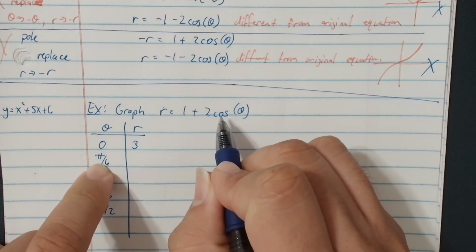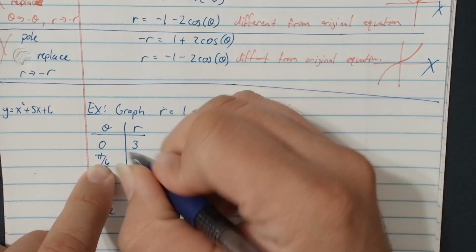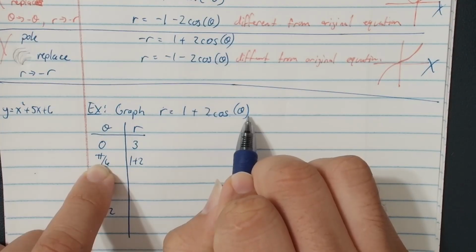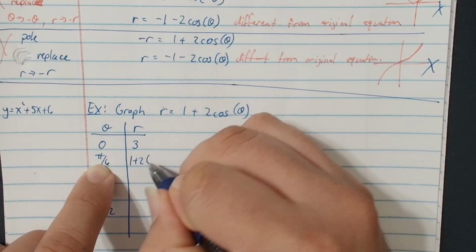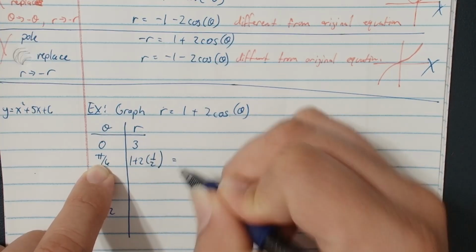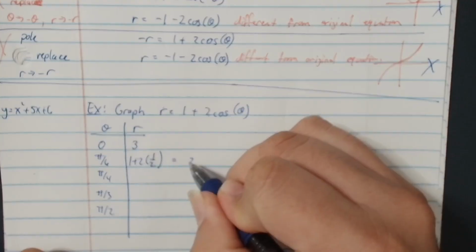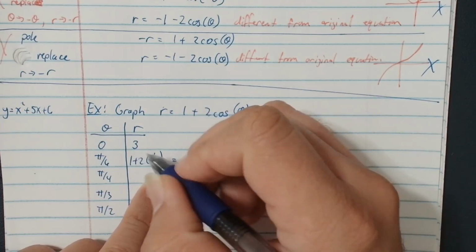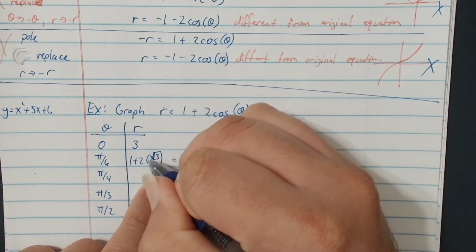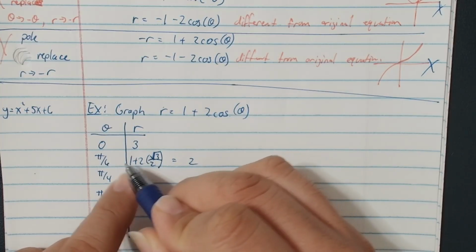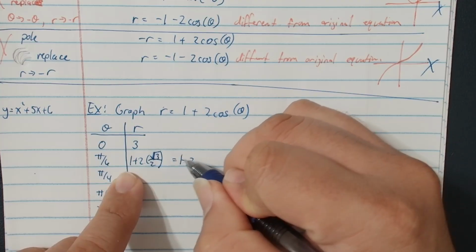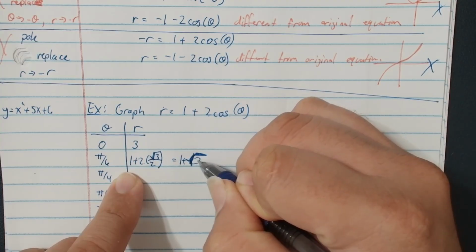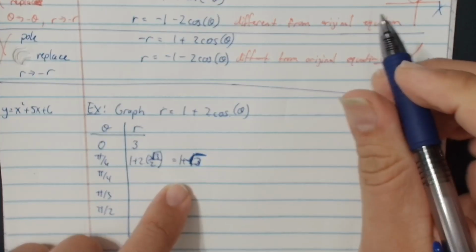So the cosine of pi over 6, well, let's see, that's going to be 1 plus 2 times the cosine of pi over 6. Oh, actually, I'm sorry. I was thinking of sine. Cosine is root 3 over 2. So here the 2's cancel out, and I get 1 plus root 3. Sorry about that. I was thinking about sine there for a second. Okay, 1 plus root 3.